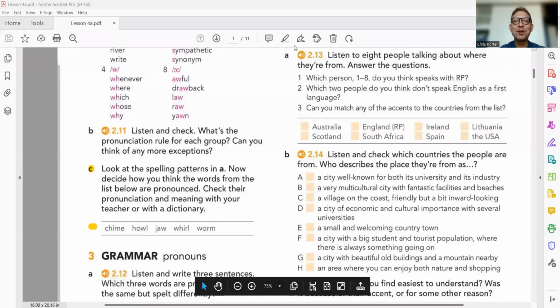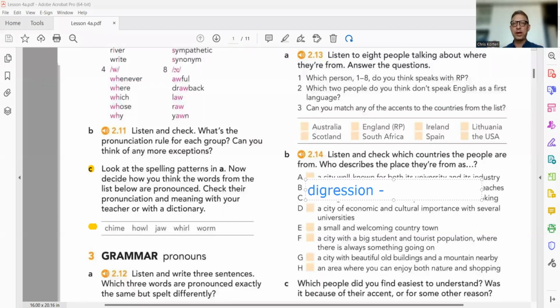I'm going to write that word down because that's beautiful. It was a small digression, but a digression nonetheless. A digression is when you move away from your main point. So we've made a small digression and now we return to worm.